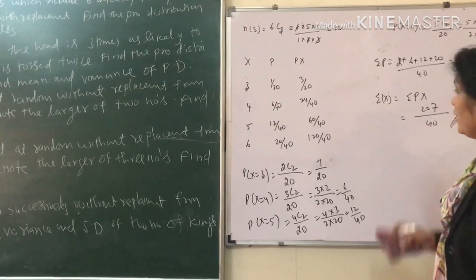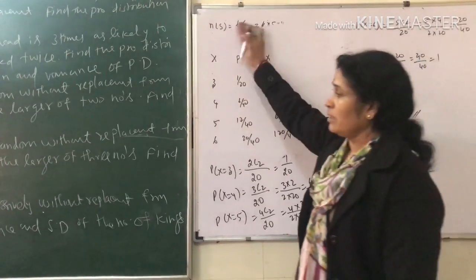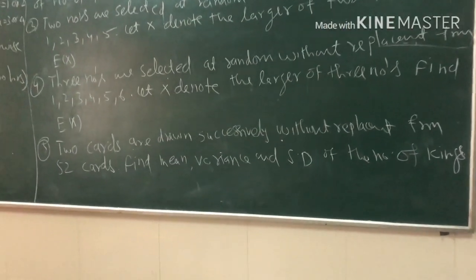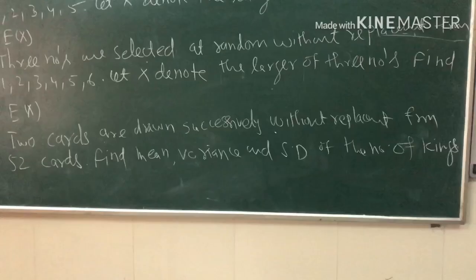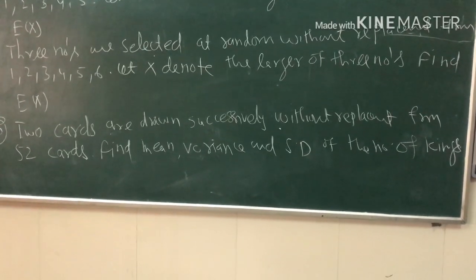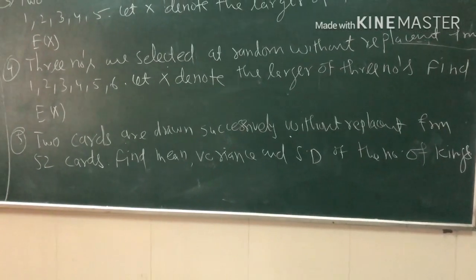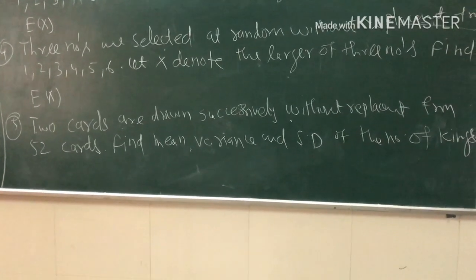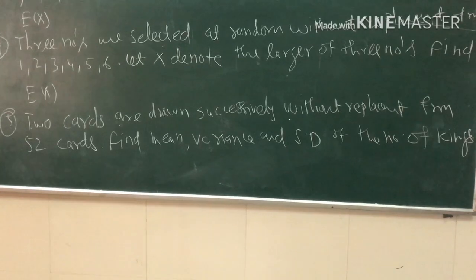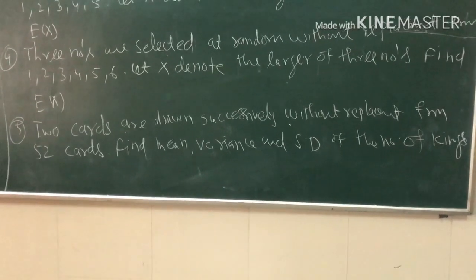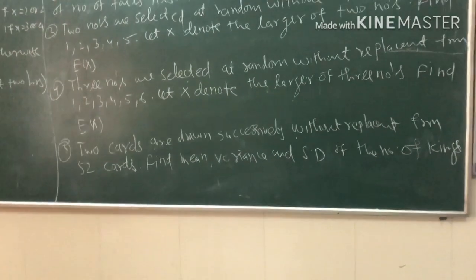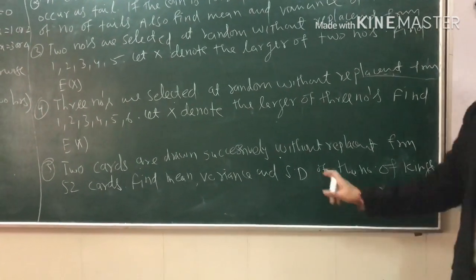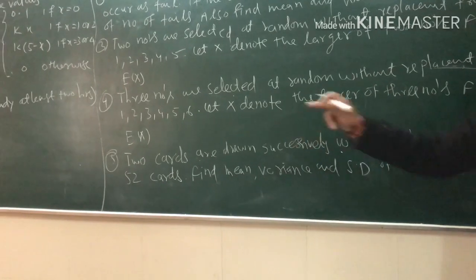Okay, fine. Now let me take one more question, another question for probability distribution. Now see what the question is saying. 2 cards are drawn successively without replacement. Again, without replacement, so you have to use the combination result. From 52 cards, find mean, variance, standard deviation of the number of kings. Mind it, what they are asking is the probability distribution of the number of kings, and how many cards are they taking? 2 cards.